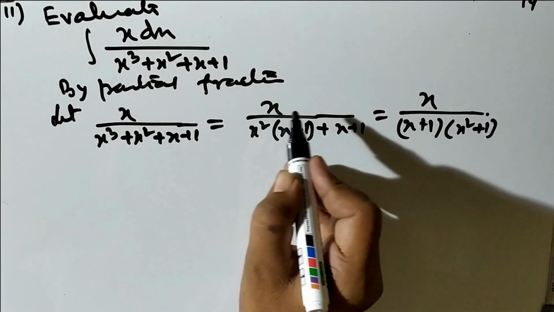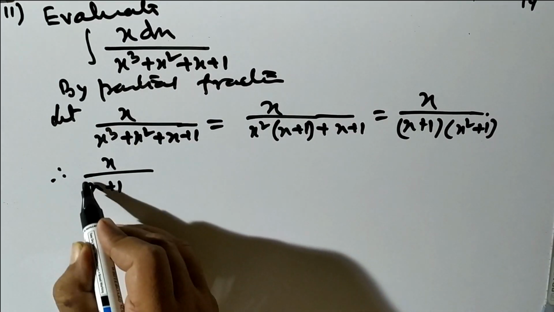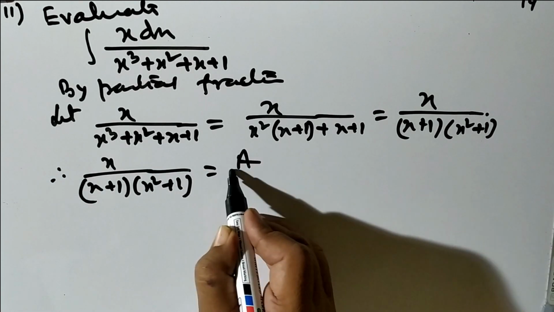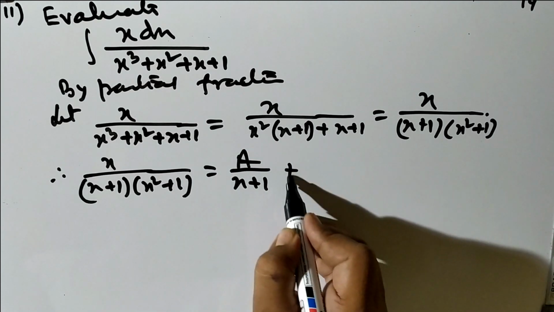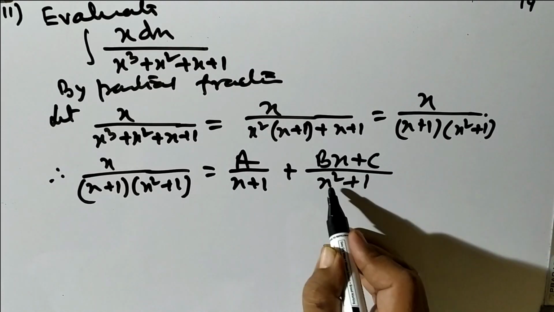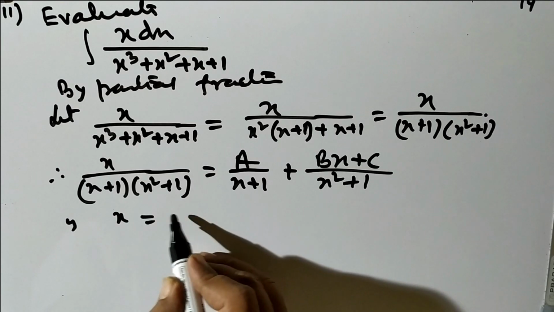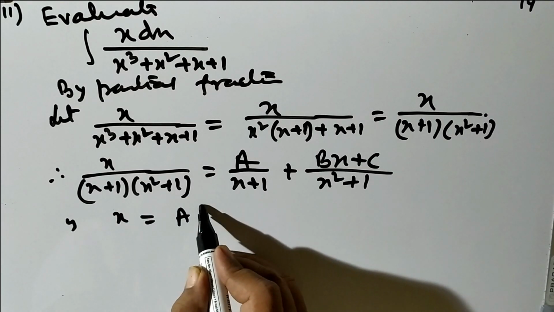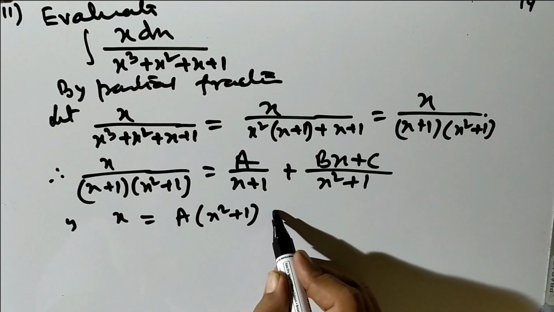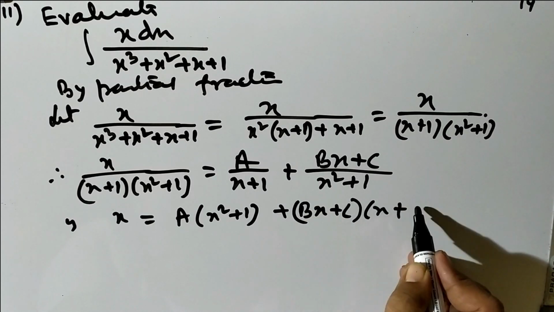Now, therefore, x by (x plus 1) (x square plus 1) equal to a by x plus 1 plus (bx plus c) by x square plus 1. It is quadratic form, or x equal to a (x square plus 1). This denominator is multiplied on right hand side. We get (bx plus c) into (x plus 1).